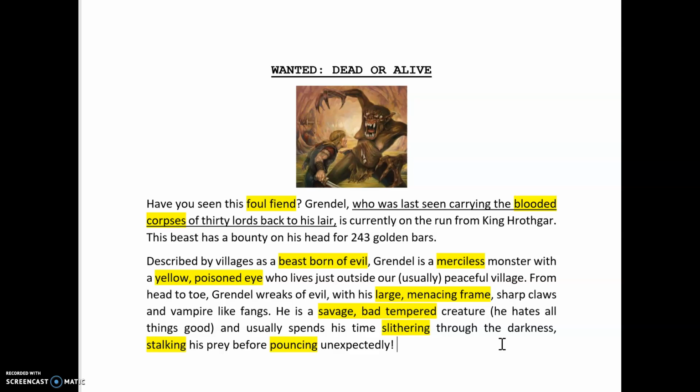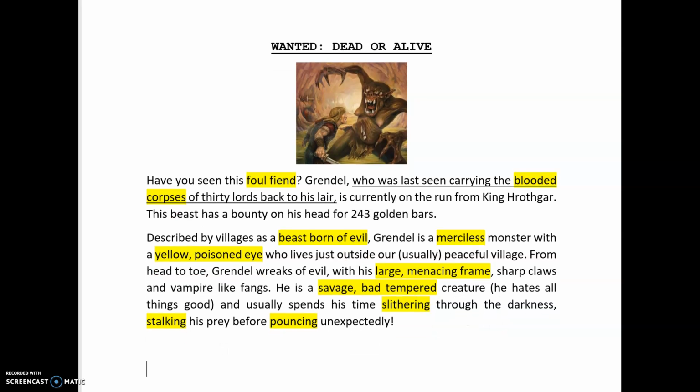So this is all the writing I'm going to show you today. This is how much, at least, you have to write in your wanted poster. You're going to need an opening paragraph that explains why Grendel is being hunted. And your first paragraph is going to use your planning to describe what Grendel looks like, how he moves, and what he's up to.